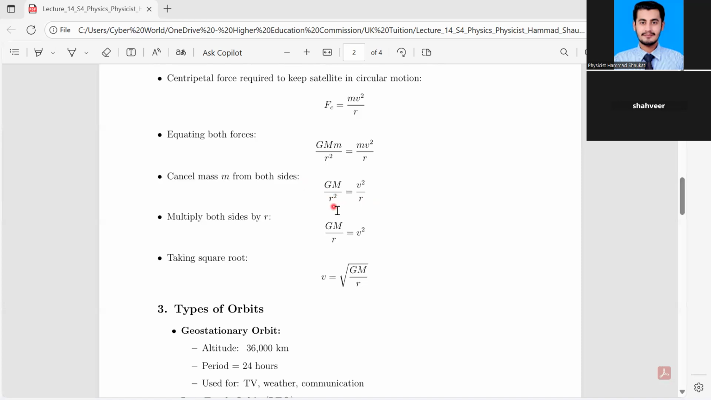And you see here is already r squared. But when this r comes into the numerator, this r cancels with one of these r. Am I right? So you are only left with a single r. Okay? So this is your equation. But here you can see v squared. We need the expression only for v. What do we have to do?